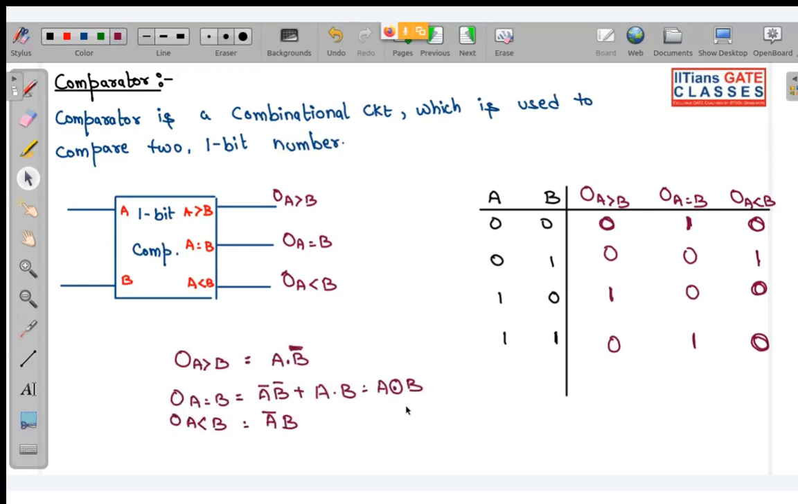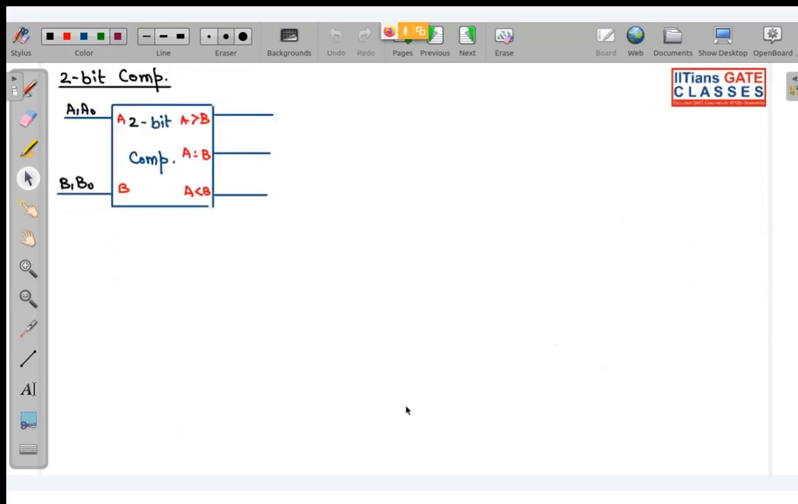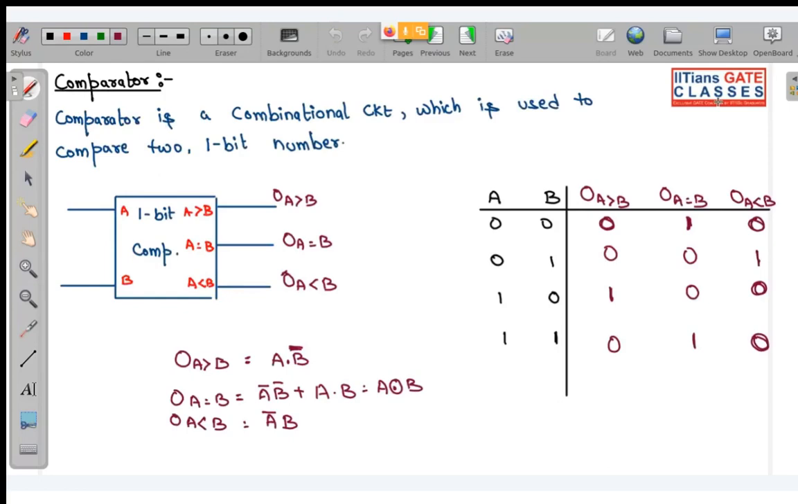Now I will ask you one more thing. Is this clear? So now let us do it for 2-bit. So 2 bits means A will look something like this, A1 A0, and B will look like B1 B0. Shubham, you want to ask something? Sir, the last slide, I was noting.